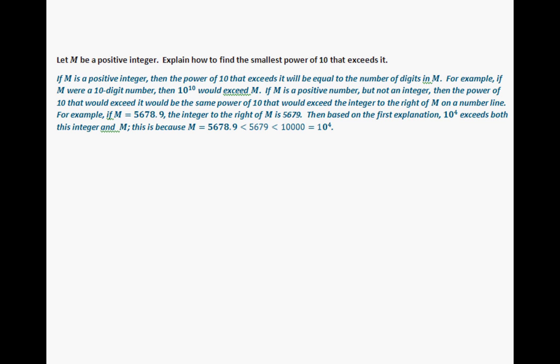If m is a positive number but not an integer, then the power of 10 that would exceed it is the same power of 10 that would exceed the integer to the right of m on a number line. And then they give an example using 5,678 and 9/10, or you can pick whatever example you want.